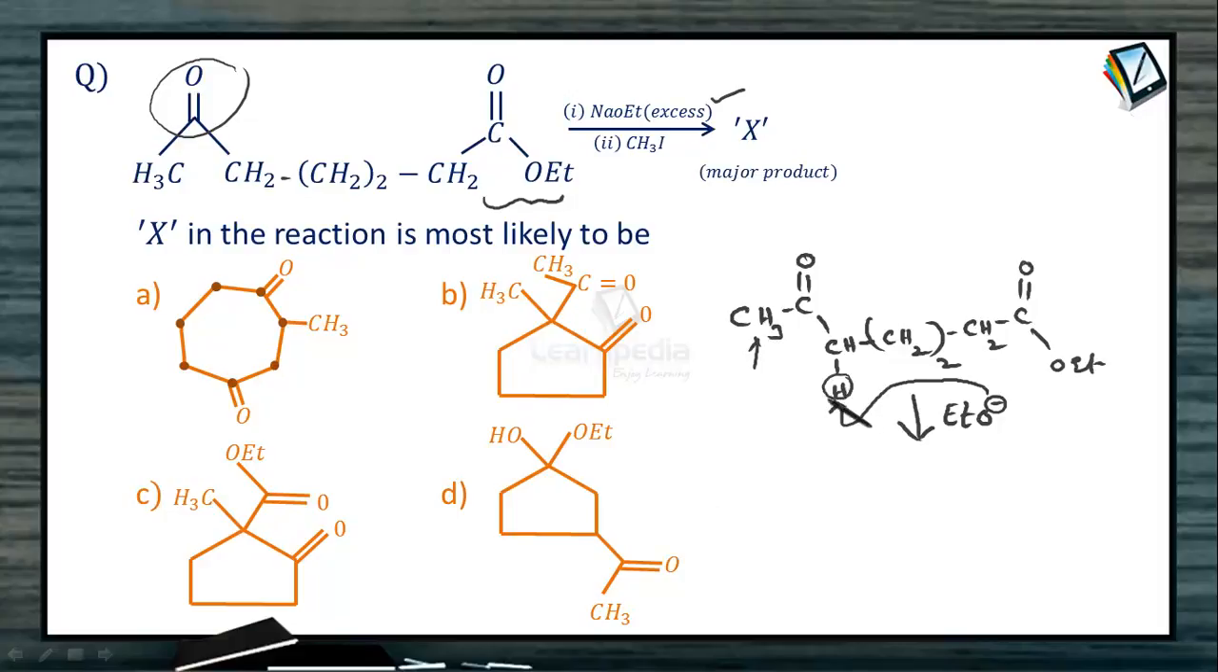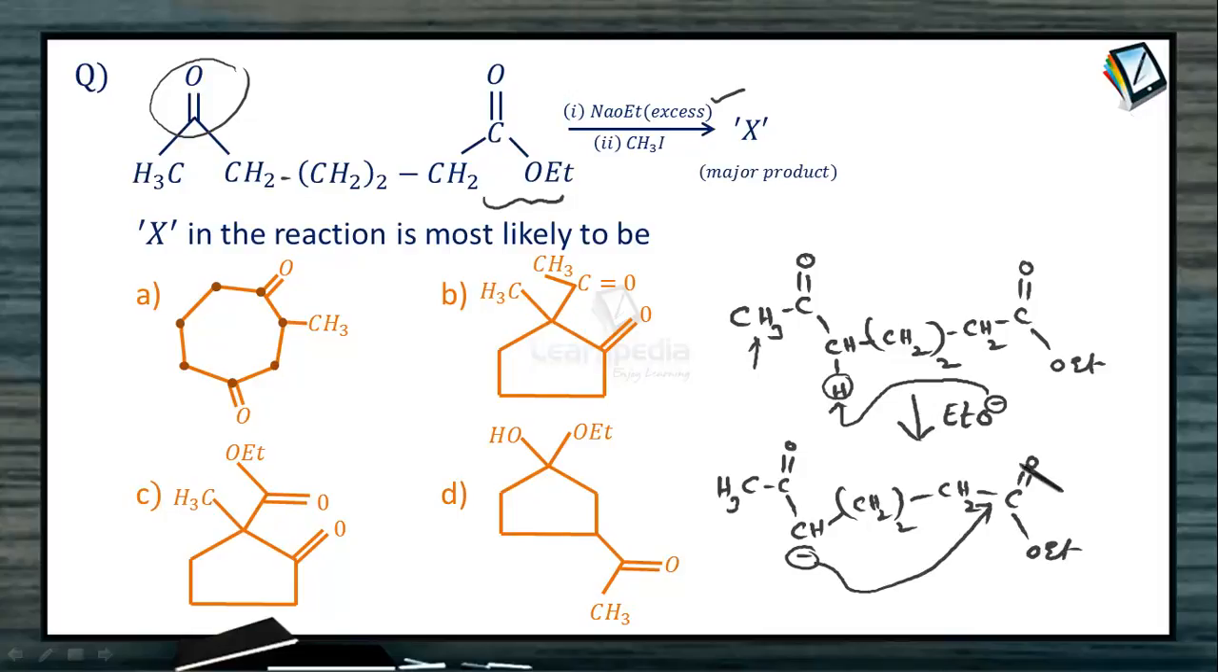What about these hydrogens? This particular hydrogen is more acidic than these three hydrogens. Therefore, this EtO minus ethoxide ion attacks this hydrogen to give the corresponding carbanion. So CH3, C double bond O, CH minus, and this CH2 twice, and then this CH2, C double bond O, OEt. And this carbanion now will attack this carbonyl carbon of the ester to give what?